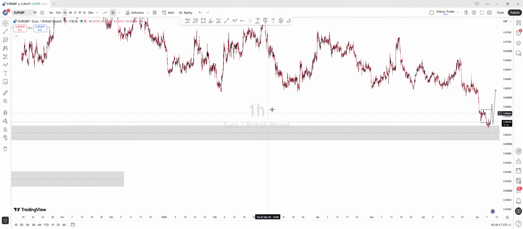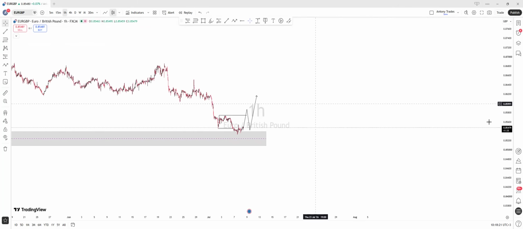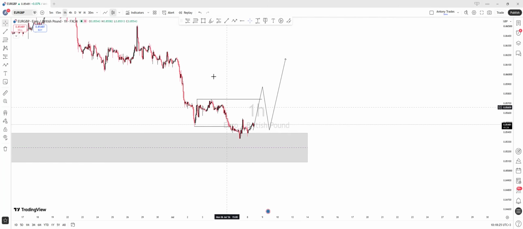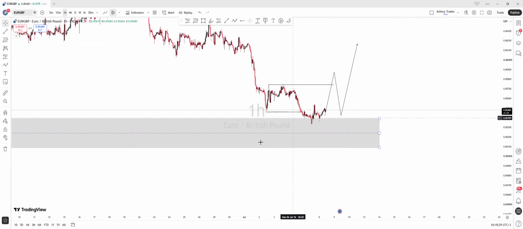I don't know what you are looking for on this pair, but that is it. But currently we can see that the market is really very bearish. But until you have this change of character, you cannot really confirm that the market wants to use this zone.